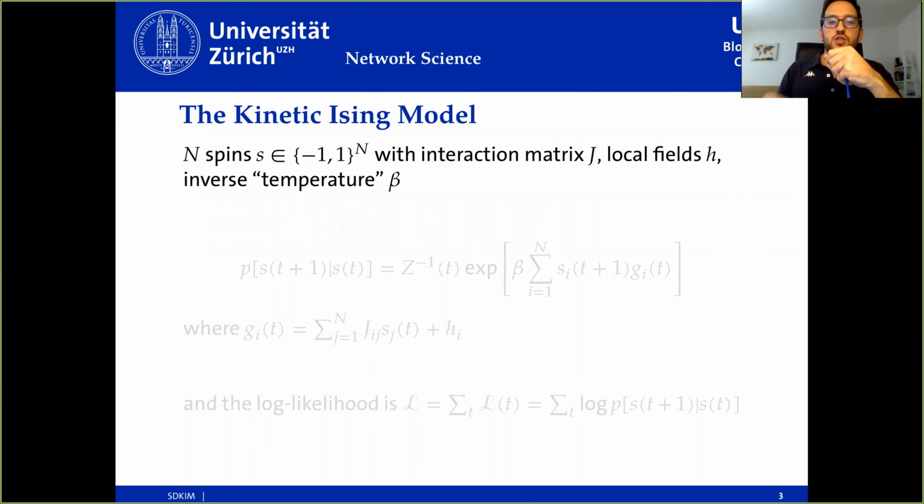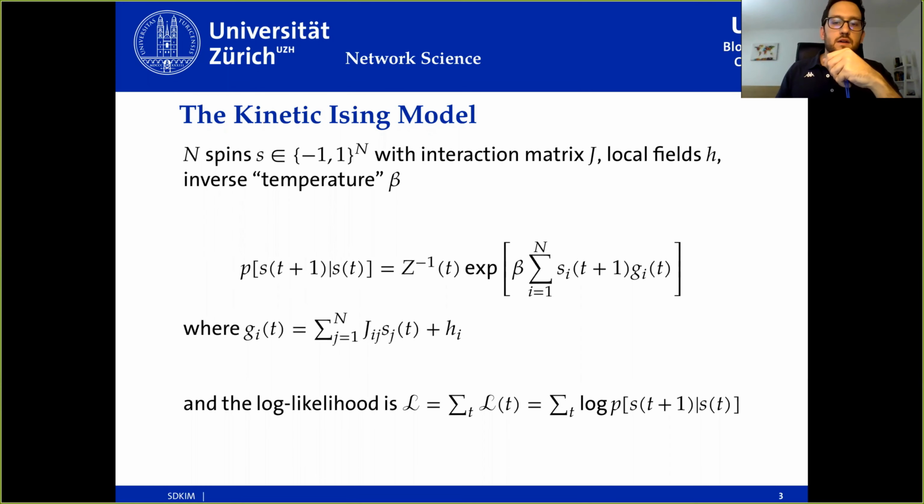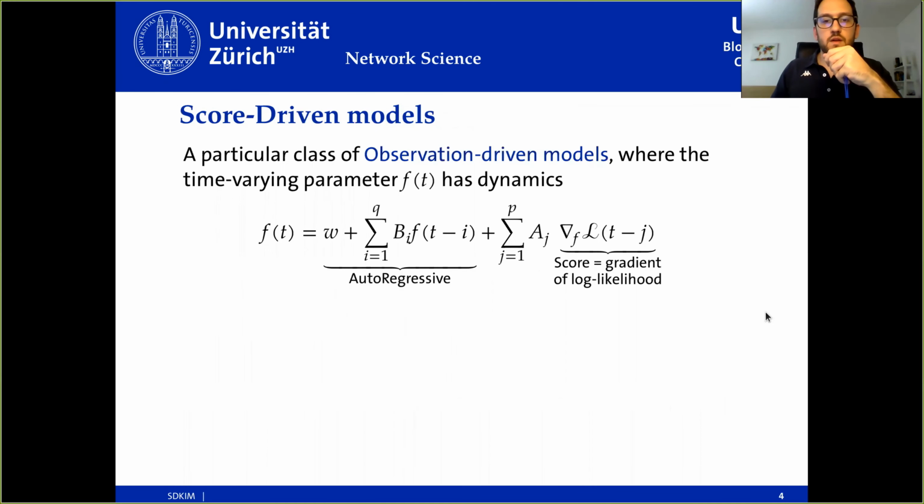So just a quick refresher on the kinetic Ising model itself. The model has n spins, as is usual, binary spins that interact through a matrix J, have local fields H, and the probability distribution for the configurations is given by the usual Boltzmann distribution, except that here there is time. So there is a dynamics from the configurations at time t to the configurations at time t+1, mediated by the J matrix and the local fields for each individual spin. You can easily write the log likelihood for this model, and the partition function is easily computable.